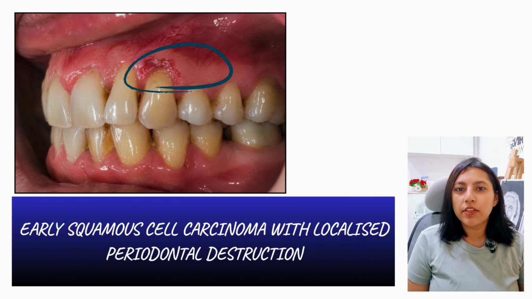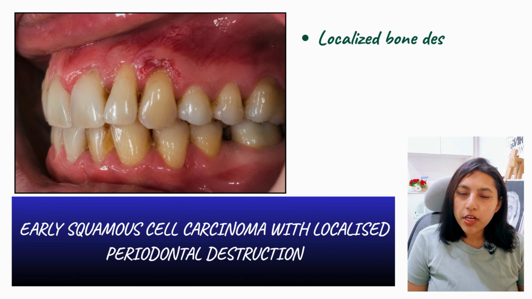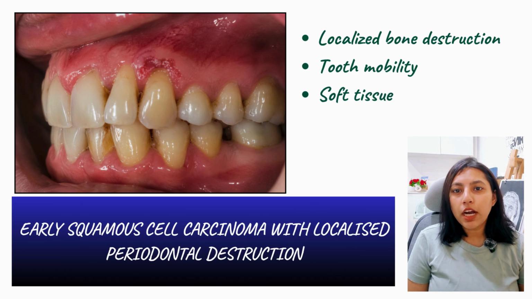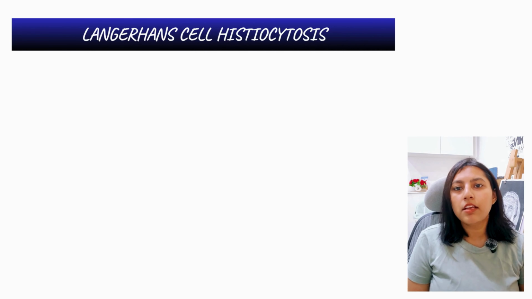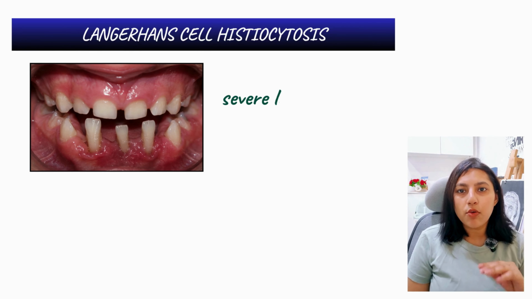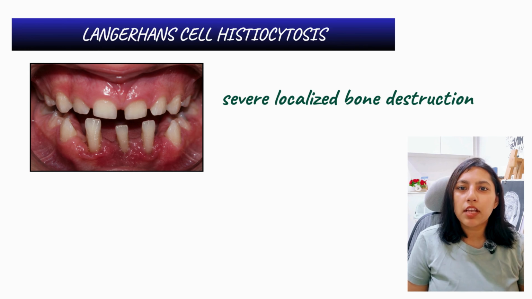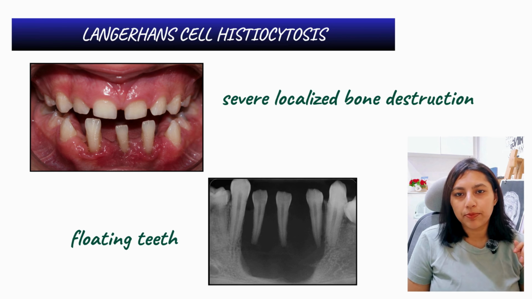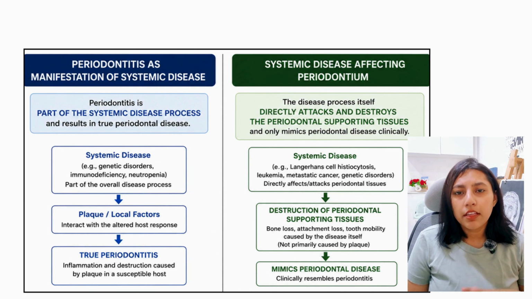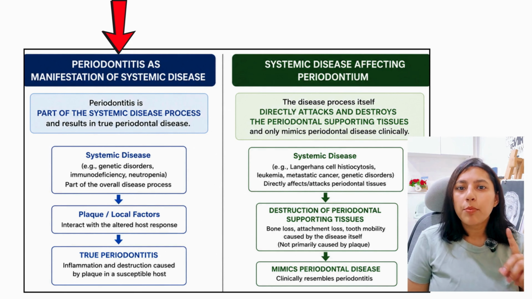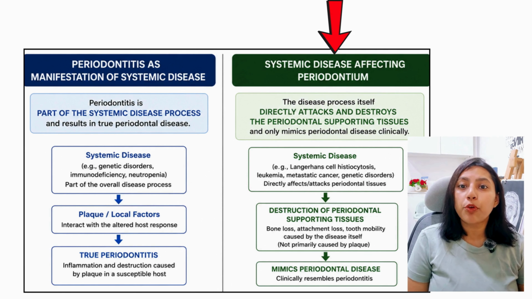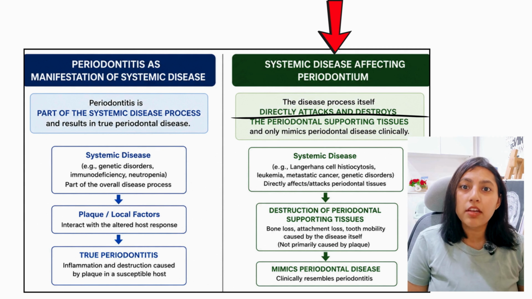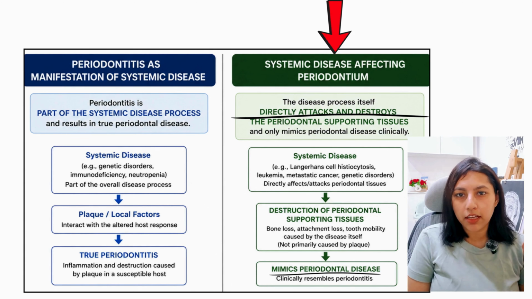A patient may present with localized bone destruction, tooth mobility, or soft tissue changes, but the underlying disease process is completely different. For example, Langerhans cell histiocytosis may produce severe localized bone destruction, sometimes giving the classic radiographic appearance of floating teeth. So the key difference is this. In the earlier category, the systemic disease predisposes the patient to true periodontitis, whereas here the disease process itself is directly destroying the periodontal supporting tissues and only mimicking the periodontal disease clinically.